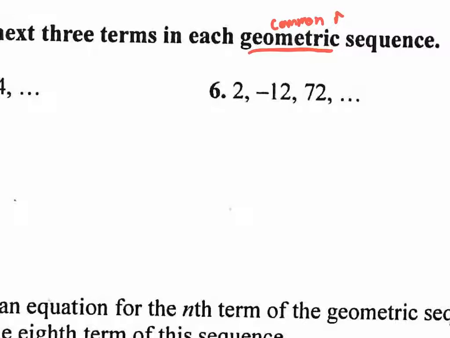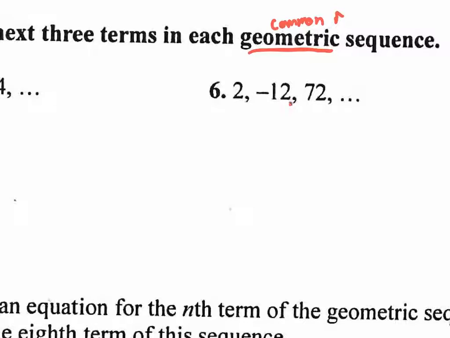Okay? So we know it's geometric. We know there has to be a common ratio. You don't have to check if there's a common difference or a common ratio. They tell you it's geometric, so they're telling you that there is a common ratio. Question is, how do you find the common ratio?